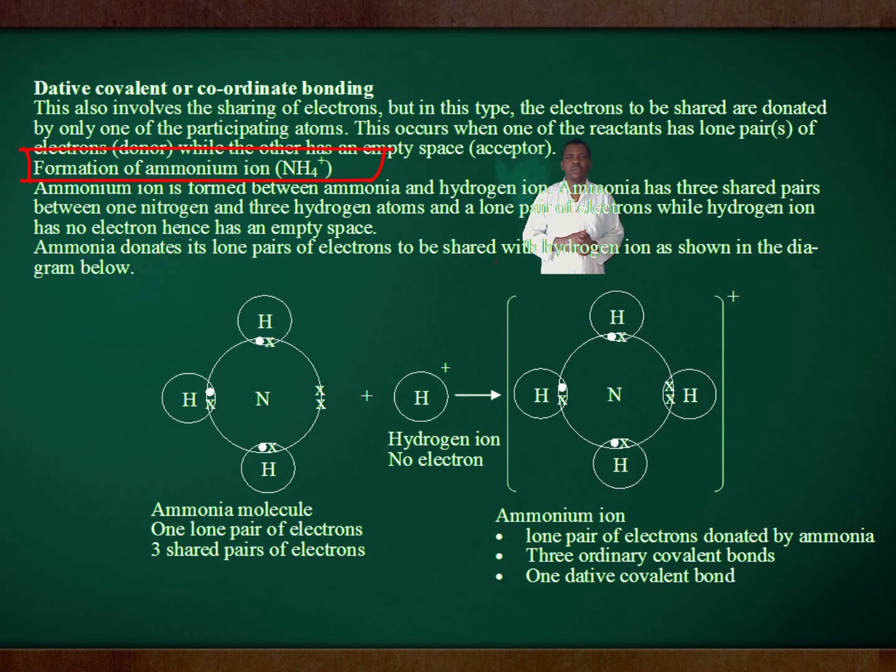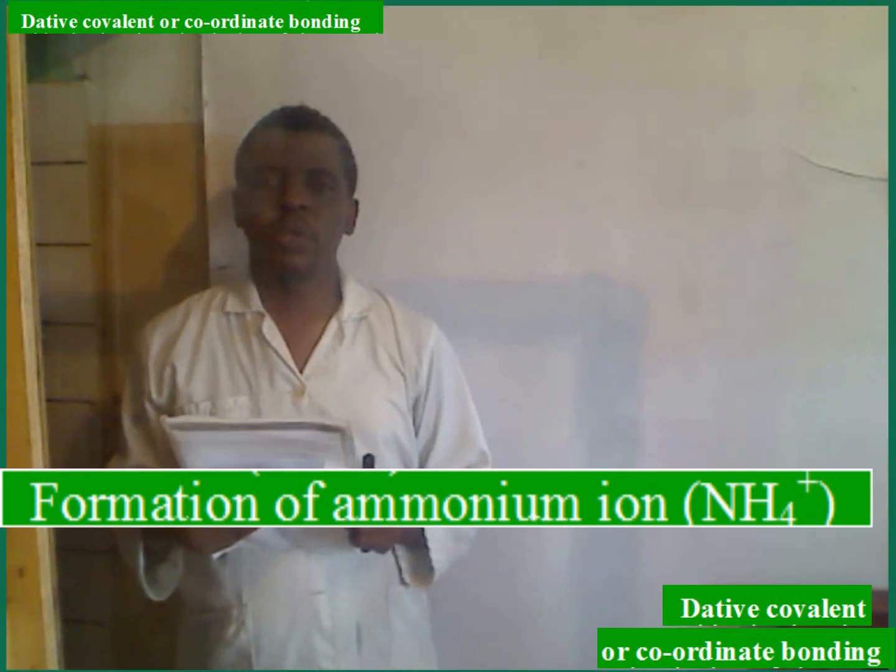Formation of ammonium ion. Ammonium ion is formed between ammonia and hydrogen ion. Ammonia has 3 shared pairs between 1 nitrogen and 3 hydrogen atoms and a lone pair of electrons, while hydrogen ion has no electron, hence an empty space. Ammonia donates its lone pair of electrons to be shared with hydrogen ion as shown in the diagram below. Formation of ammonium ion.